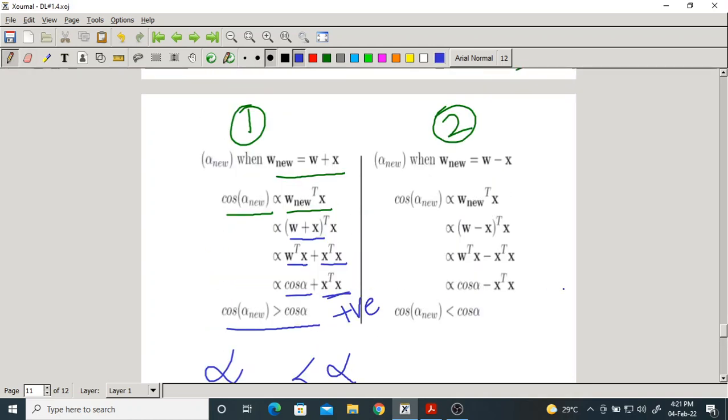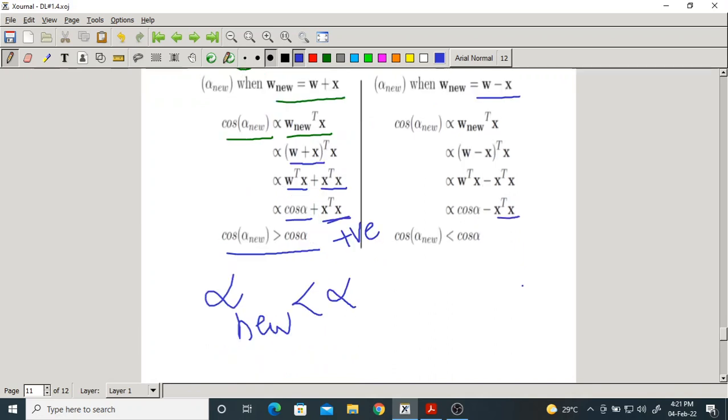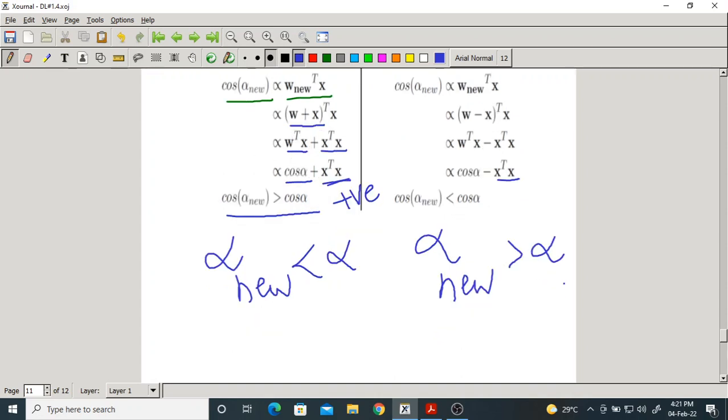Now second case, what is W nu? W minus X. So same thing. Now here cos alpha nu is less than cos alpha, which means alpha nu is more than alpha. So these are new angles. In the first case the new angle is less than the old angle. Here the new angle is more than the old angle.